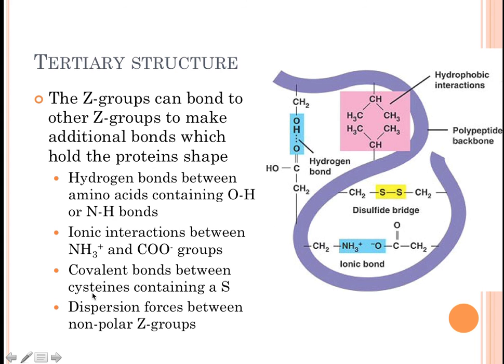If we've got cysteine, and it's only cysteine that can do it, that's going to drop the hydrogen in its Z group, and it's going to make a covalent bond between two sulfurs. Or if they're non-polar, we're going to get dispersion forces, which you see here labelled as hydrophobic interactions, but because we're chemists, we know that that's actually a dispersion force.